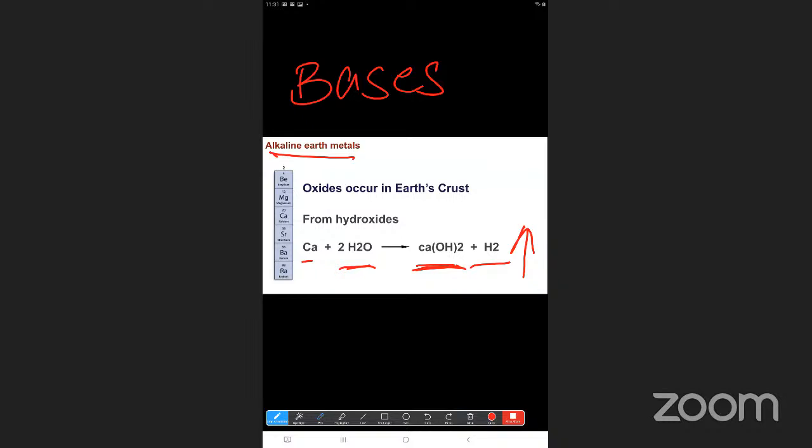Here, these also form the corresponding hydroxides and release hydrogen gas. Why are we calling these the alkaline earth metals? Because these oxides occur in the earth's crust. That's why we are calling these the alkaline earth metals.